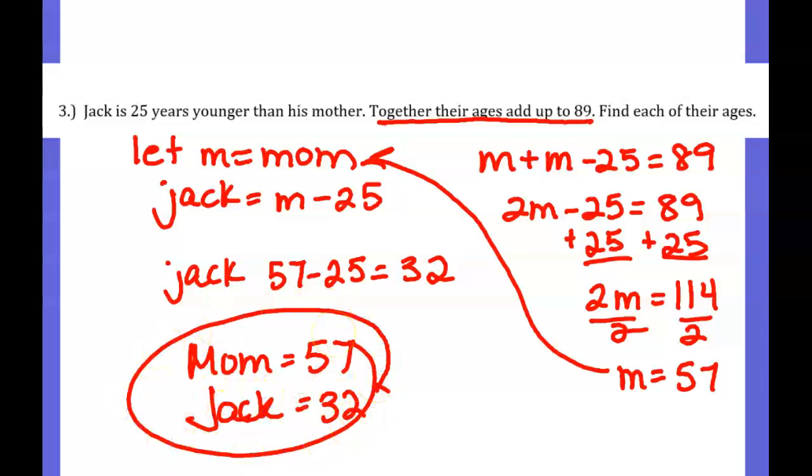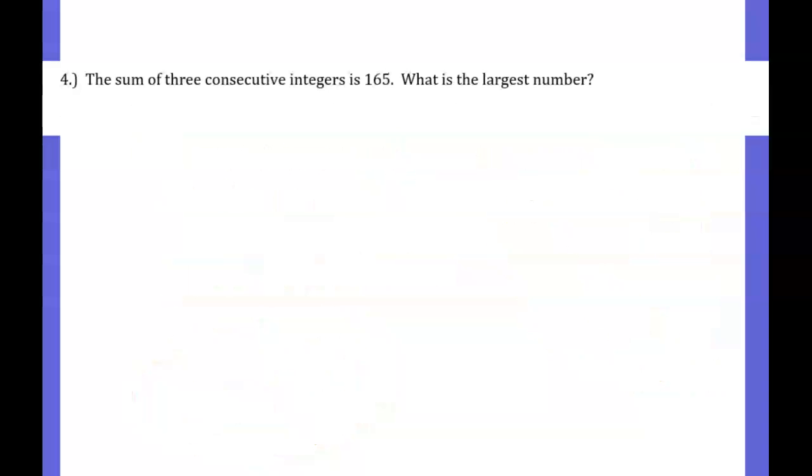All right, moving forward with number 4. The sum of 3 consecutive integers is 165. Now this is important: consecutive means one after the other. If I had the numbers 4, 5, and 6, they would be 3 consecutive integers. If I had 31, 32, 33, they would be consecutive.